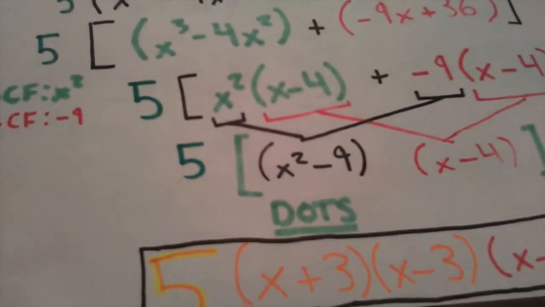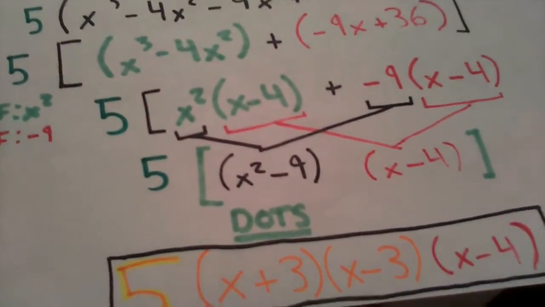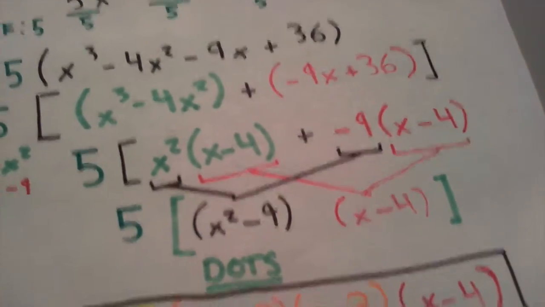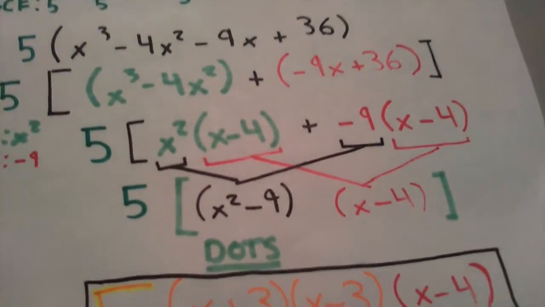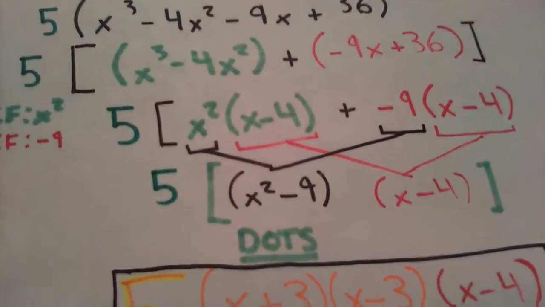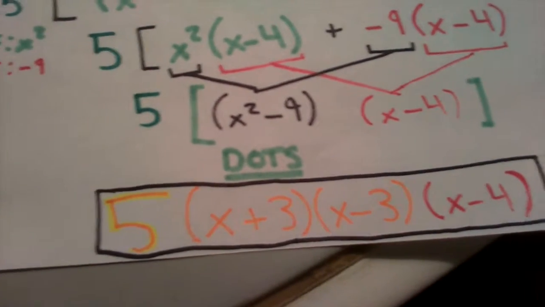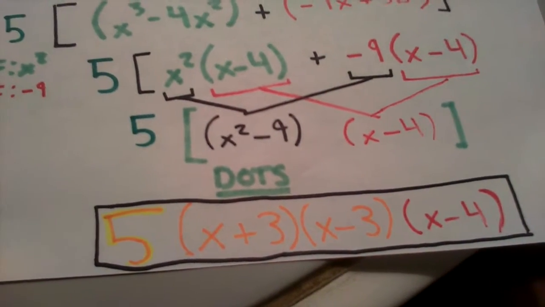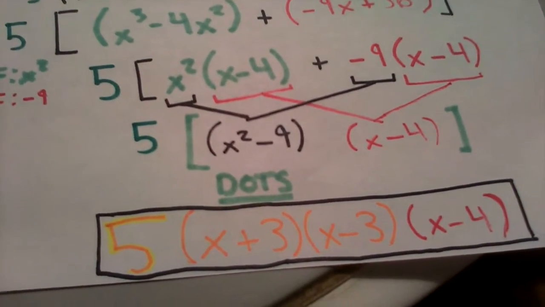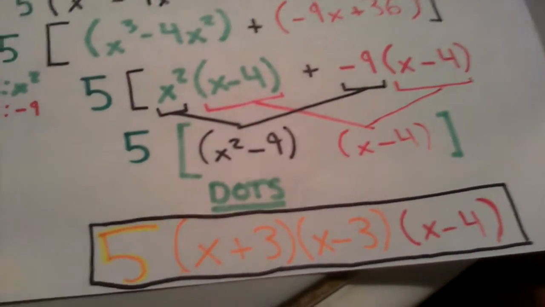After you have x^2 minus 9, you have to do the difference of two squares method, and you get (x plus 3)(x minus 3). Then you plug in for the final equation: 5 times (x plus 3) times (x minus 3) times (x minus 4), which you get from the above equation.